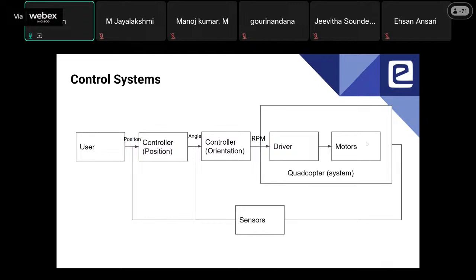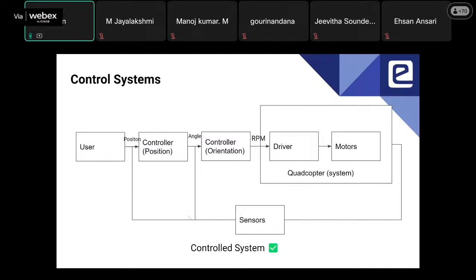So this is, in a way, a control system called the control quadcopter system. If you give a new position in X, Y, or Z direction, there's a position controller which will give angles, what angle should be needed for achieving the particular position. The angle goes into another controller, the orientation controller, which will generate RPM, which is given to motor drivers and then to motors, which will make the quadcopter achieve that motion.